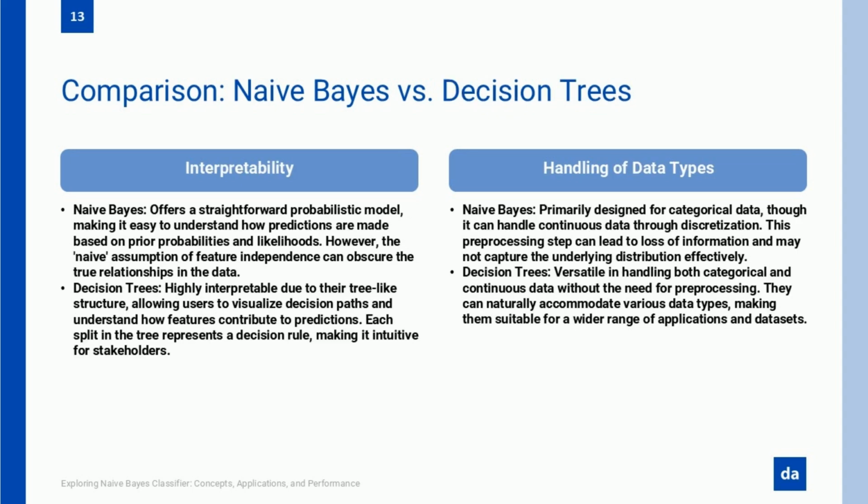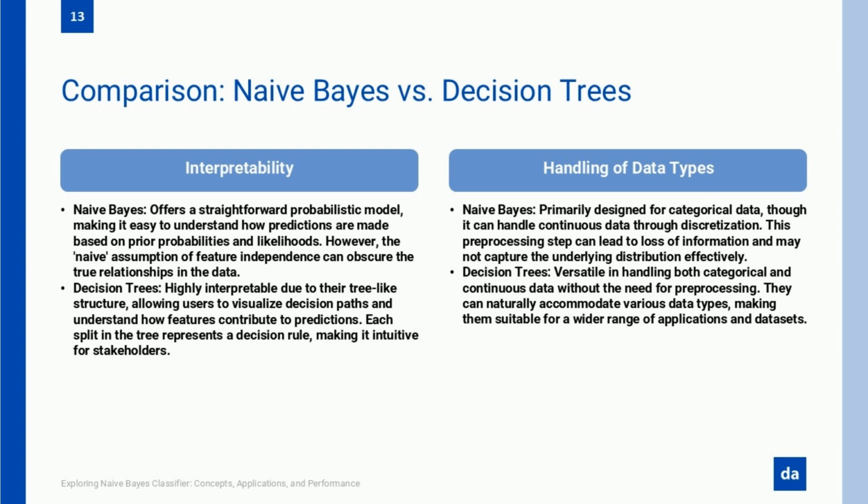When choosing a classification model, another common comparison is between naive Bayes and decision trees. While both are widely used in machine learning, they take fundamentally different approaches to classification. Understanding their differences can help in selecting the right model for specific tasks.